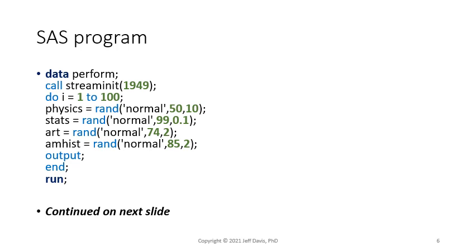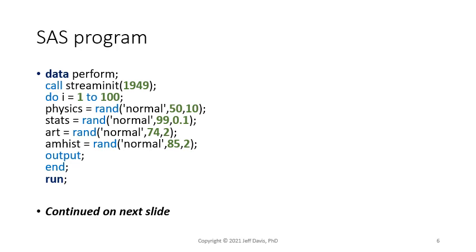Again, I just create a small sample, 100 people. The 4 college subjects that I chose were physics, stats, art, and American history. And again, you can run with these same ones or do something else, okay? For physics, I said, well, the average for my sample of 100 people would probably be around 50 with a standard deviation of 10.